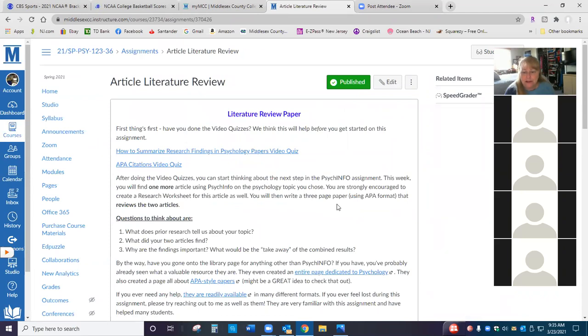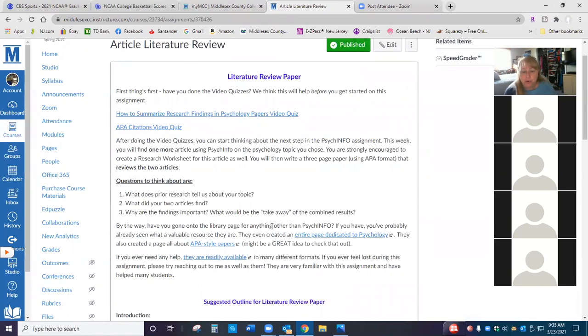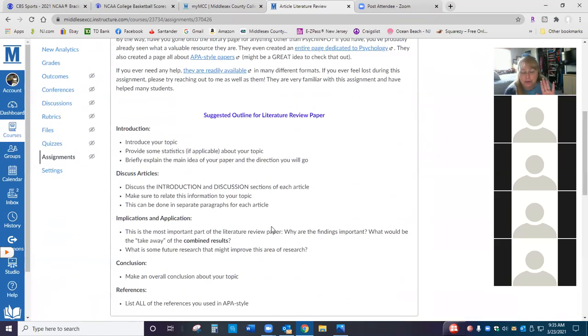So what that basically is your literature review paperwork. Remember, you did that first literature review, right? You find a second article through Psych InfoNet. Now remember, you have to get your article from Psych InfoNet. Somebody, I can't remember who exactly, but somebody didn't go through Psych InfoNet and did their first research worksheet on an article that had nothing to do with psychology. You have to pick your second article from Psych InfoNet that correlates somehow to your first article, and then you are writing a paper that combines the 2 articles.